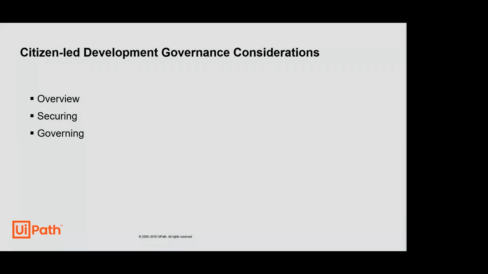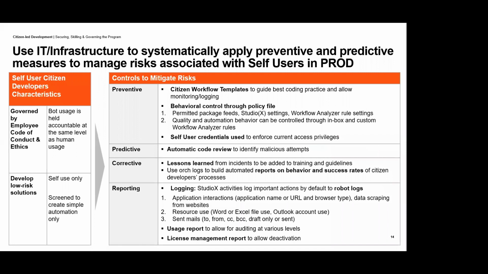Let's now dive deeper into the governance considerations. So UiPath has built a very strong citizen development platform. And in my mind, what makes the citizen development platform strong is not just the ease of development, but also the controls we have in place to mitigate risk. These controls satisfy needs in preventive, predictive, corrective, and reporting categories. For many of these points, we'll dive deeper in future slides, but I want to first give you an overview.